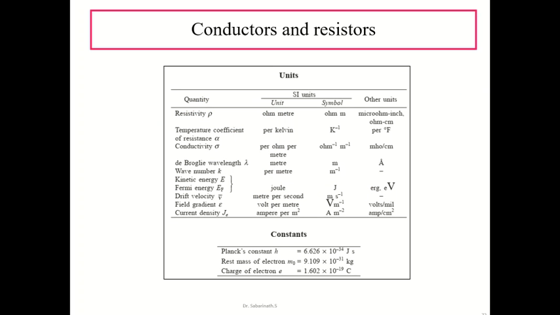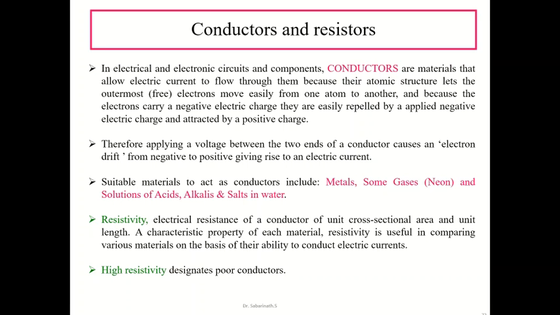So next is conductors and resistors. Here in this table you can see some units for resistivity, conductivity, and different units for kinetic energy, etc. For resistivity the unit is ohm meter, and for conductivity the unit is per ohm per meter. The symbols are given like this. Okay, so conductors and resistors.